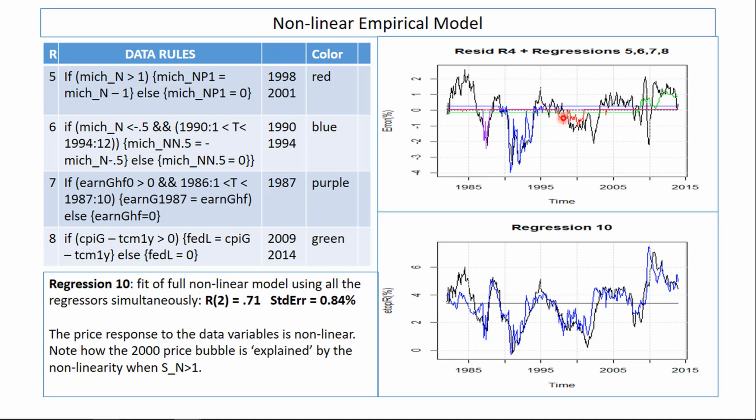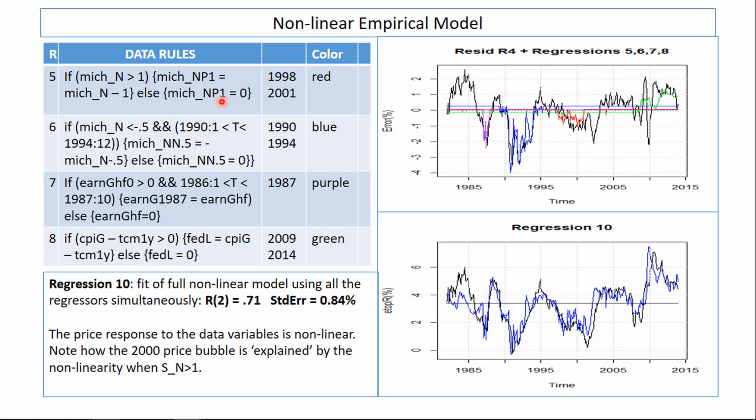So let me illustrate what I mean here. We'll start with the red, which is the dot-com pricing bubble that occurred in 1999 and 2000. Up here there's a data rule, which is defined on Mich N. If you recall, in the dot-com bubble, the most obvious reason for the large price increases was the huge amount of positive sentiment in the economy at the time. So I've developed a new data variable, which I call Mich N P1. The P means positive 1 sigma. The data rule is: if the normalized Michigan variable is greater than 1, then it has a value Mich N minus 1, or else it's 0.